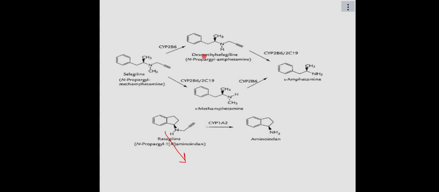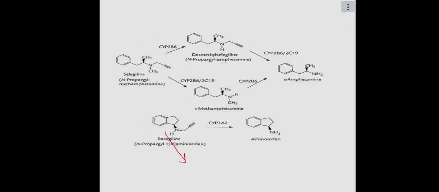So when you look at these two, because of the differences, the toxicity of these drugs is because of their route of metabolism. The toxicity of selegiline is because of its route of metabolism, and therefore rasagiline is slightly safer than selegiline because of the CNS stimulation.